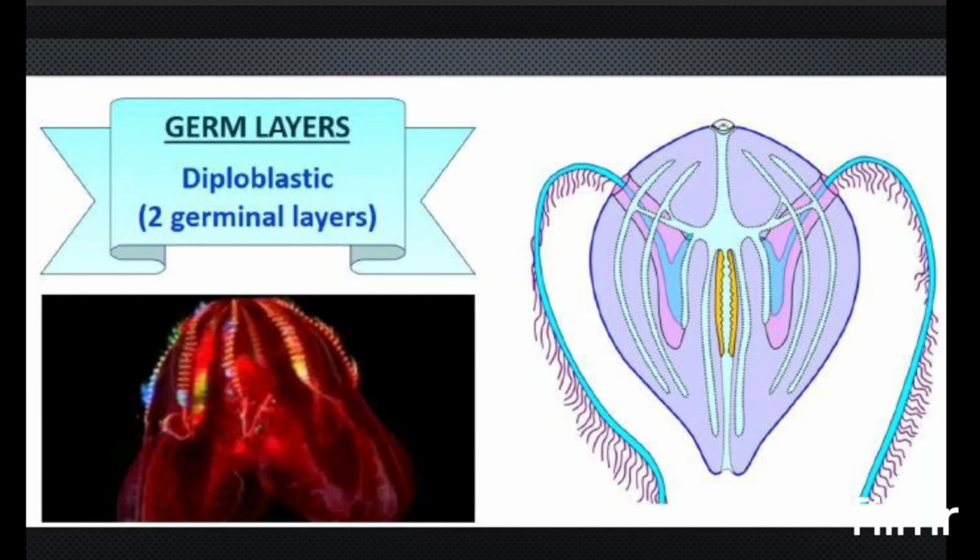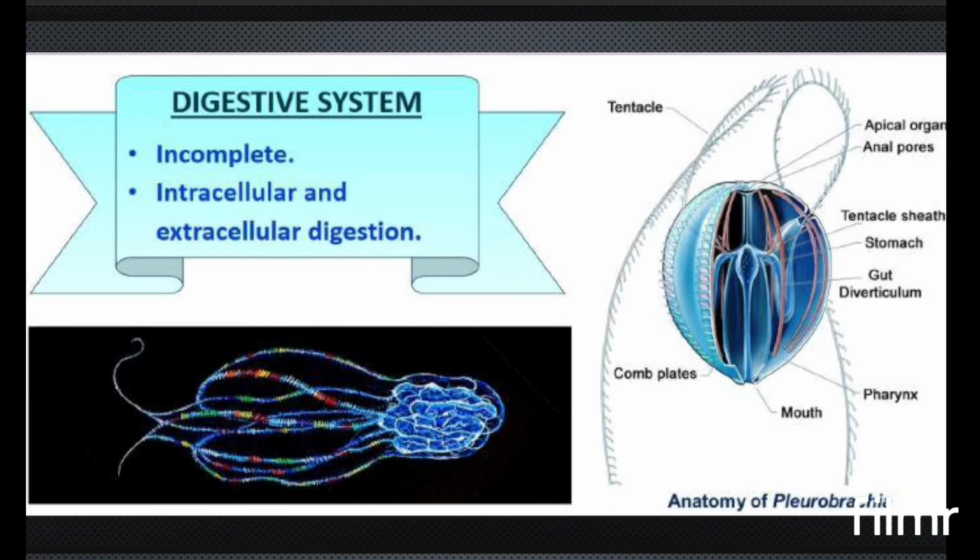If you are checking the habitat, right, so they are mostly or exclusively marine. Any other area you cannot see these type of organisms. They are actually, you can see that solitary or pelagic forms, in this case of Ctenophora mostly, right? And here if you are checking the digestive system, these organisms also having an incomplete digestive system. That means there is only one opening for taking in the food and throwing out the waste material. So they are also having an incomplete digestive system.